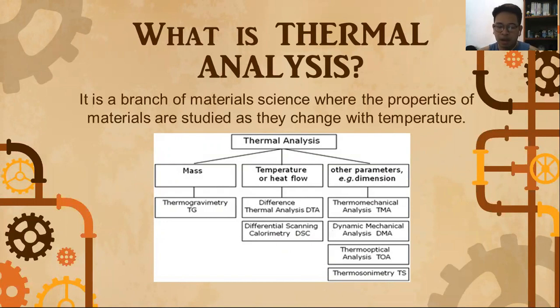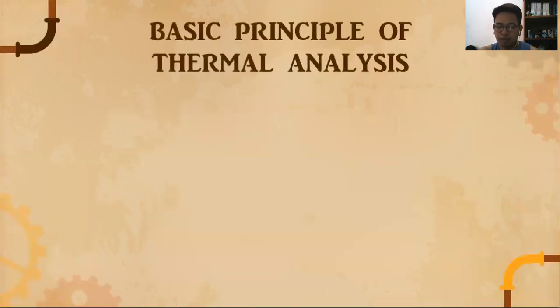On the other parameters, for dimensions, we could use thermomechanical analysis or TMA, and also DMA or dynamic mechanical analysis. And there are also TOA or thermo-optical analysis for optical properties, and TS or thermosonimetry. In this presentation, I'm only going to focus on DSC and TGA separately.